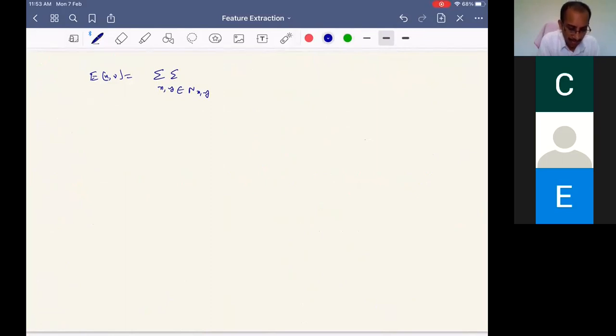So now the whole overall optimization function is W of x comma y times I of x plus u comma y plus v minus I of x comma y, squared. Of course you can interchange, you can write x plus u comma y plus v first or whatever, it doesn't matter.